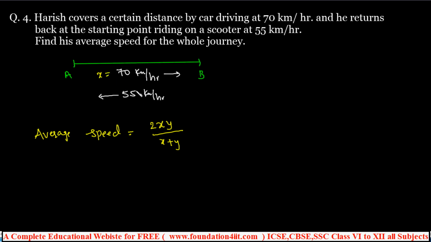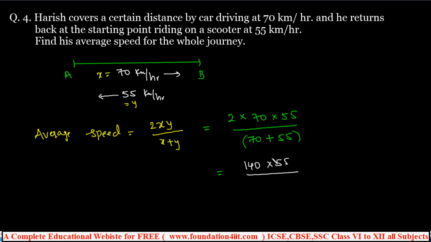So x is equal to 70 kilometers per hour and y is 55 kilometers per hour. So average speed also will come in the same unit, kilometers per hour. Then you can substitute and simplify, you'll get the answer. So in this problem it is 2 into 70 into 55, 2xy by x plus y, so 70 plus 55. This is a shortcut trick to find the average speed. Now we can simplify. 2 into 70, 140 into 55, 70 plus 55, 125.